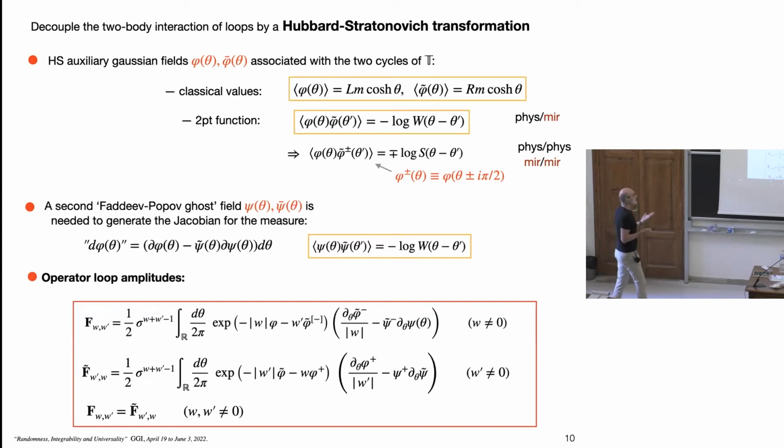So this is, however, not sufficient because we have the measure. And in order to count correctly for this Gaudin determinant, we have to introduce Faddeev-Popov ghosts for the measure. And these are fermionic particles with the same correlation function, this one.